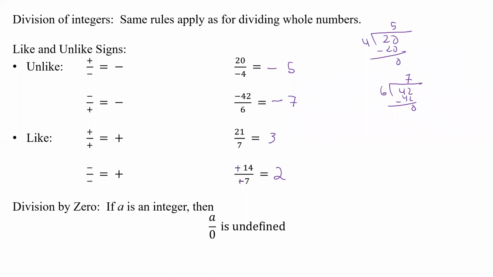And then we have our normal division by 0. If a is an integer, then a divided by 0 is undefined. We still can't divide an integer by 0. It's undefined. No matter what kind of number a is, dividing by 0 is always going to be undefined.